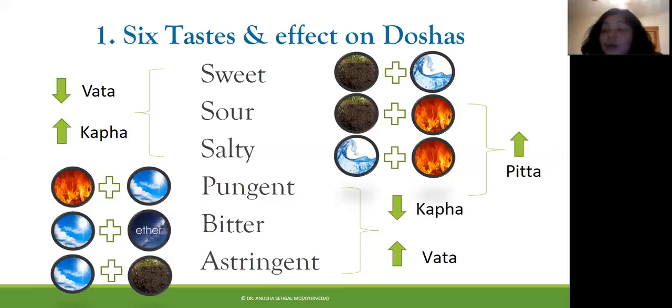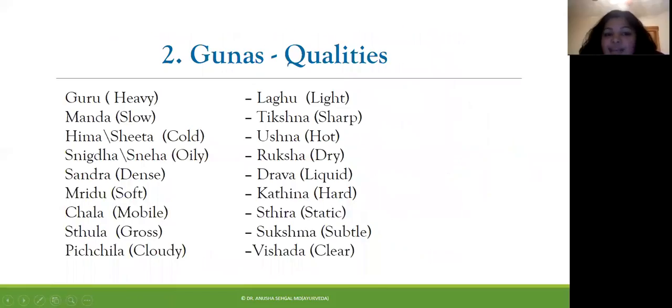Oh, okay, I understand now. So even though this seems like a lot to study and a bit complicated, if you get this basic combination, the rest of it to answer the questions is very logical, okay? So that's how we look at the 6 tastes and the effects on the doshas. The next is the qualities.